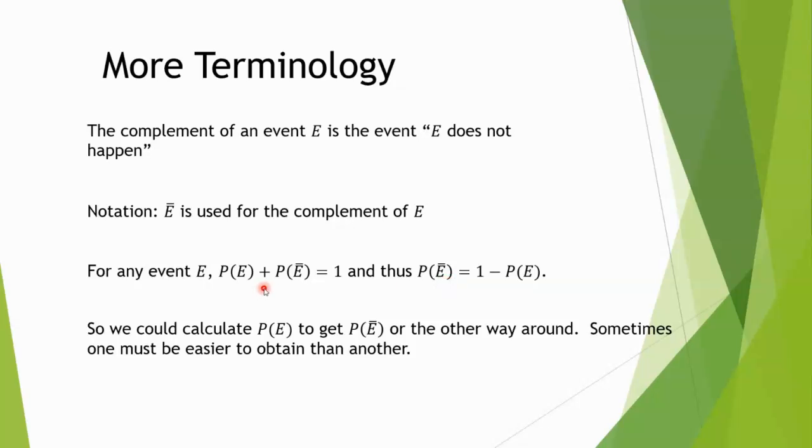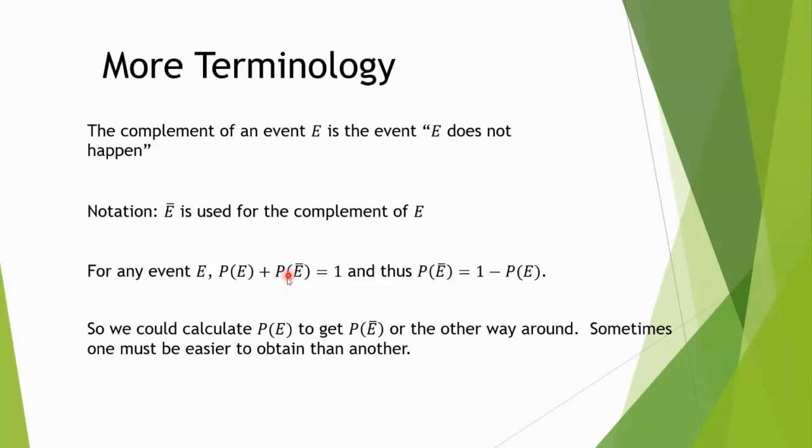So here I subtracted P of E from both sides. I could have subtracted P of E complement from both sides. So what I'm saying is, if we know the probability of an event, we can get the probability of its complement. And if we know the probability of its complement, we can get the probability of the event itself. We can do that. Now, why would that be?